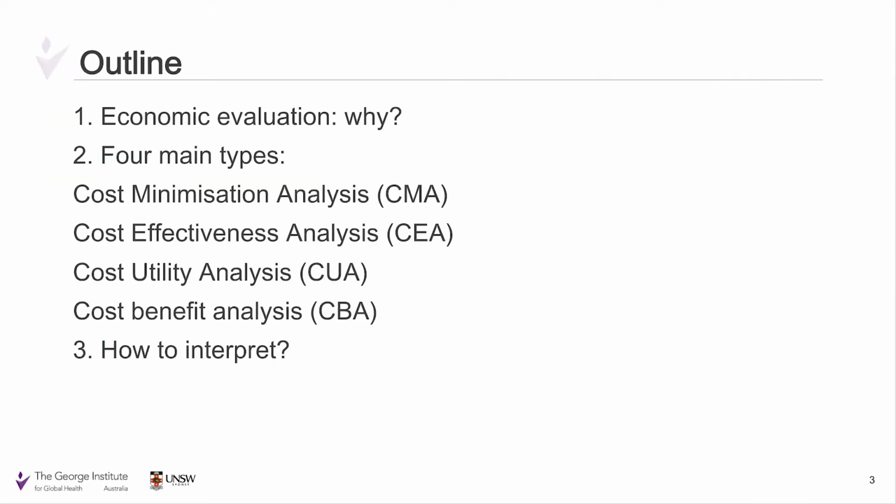So the outline of the lecture: in the first part, I'll give you a very brief definition of what we mean by economic evaluation. Then I'll go into 4 different types of economic evaluation: cost minimization analysis, cost effectiveness analysis, cost utility analysis, and cost benefit analysis. This isn't an exhaustive list, but it covers the main types that have been used in the healthcare setting. And then the last bit of the lecture, I'll discuss how we interpret the findings of an economic evaluation study.